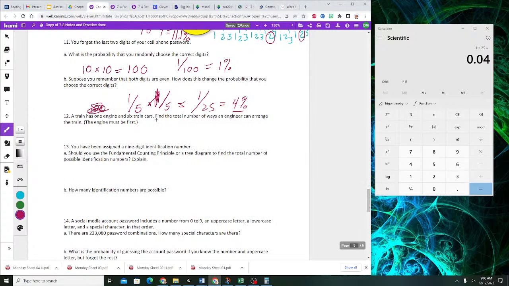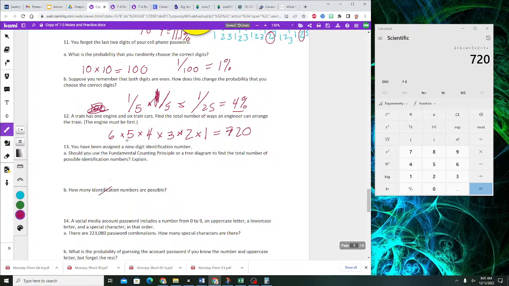A train has 1 engine and 6 train cars. Find the total number of ways an engineer can arrange the train. The engine must be first, so we're just arranging 6 train cars. For the first train car, there's 6 possibilities. Second train car, there's 5 possibilities. Third train car, there's 4 possibilities. Then we have 3 possibilities, then 2, then 1. So 6 times 5 times 4 times 3 times 2 times 1 means that there's 720 possible ways of arranging that train.